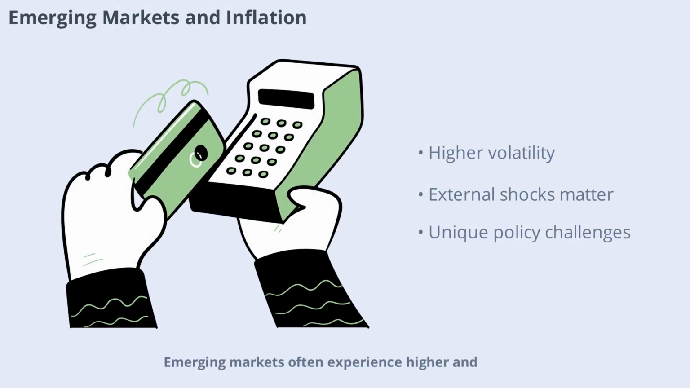Emerging markets often experience higher and more volatile inflation than developed economies. Factors like political instability, weaker institutions, and reliance on imports can make inflation harder to control. Currency fluctuations and external shocks can also have a bigger impact. Policymakers in these countries face unique challenges in maintaining price stability while supporting growth.